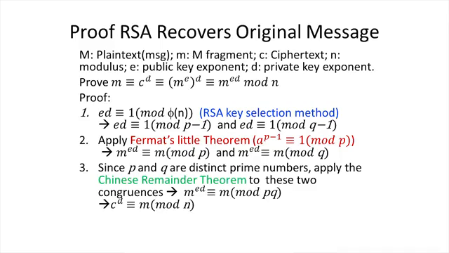Step 3, since p and q are distinct prime numbers, apply the Chinese remainder theorem, which we are going to cover in the specialization of applied cryptography taught by Dr. Sang Young. To these two groups, we can then derive that m to the power ed and m are congruent modulo p and q. Therefore, c to the power d and m are congruent modulo n. This concludes the proof.